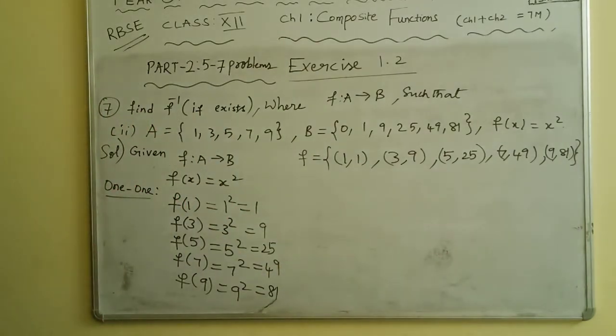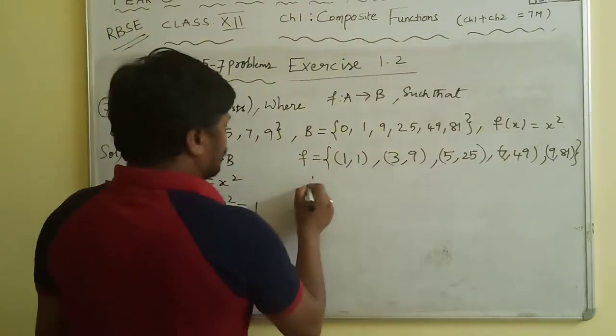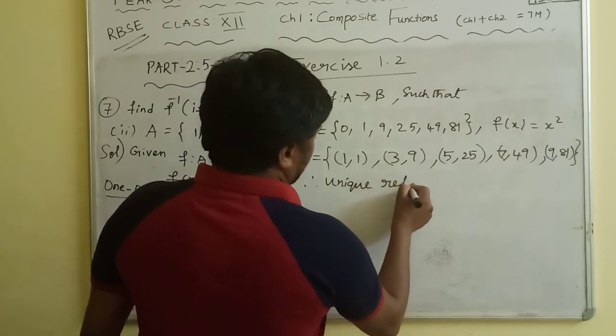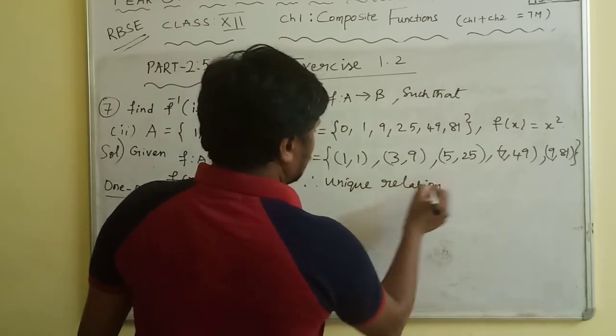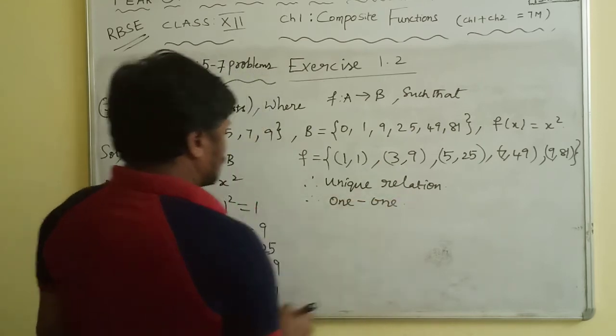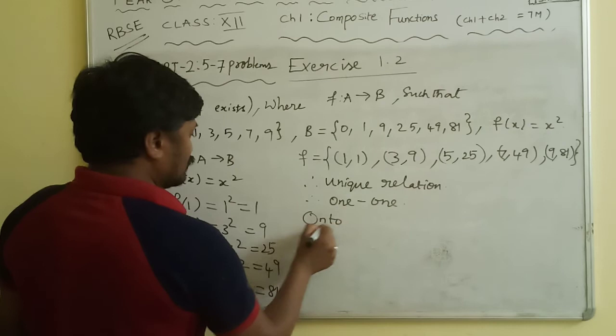And now whether it is 1 to 1 or not, just observe that in this place a unique relation is there. Therefore, 1 to 1. And for onto we need to check.